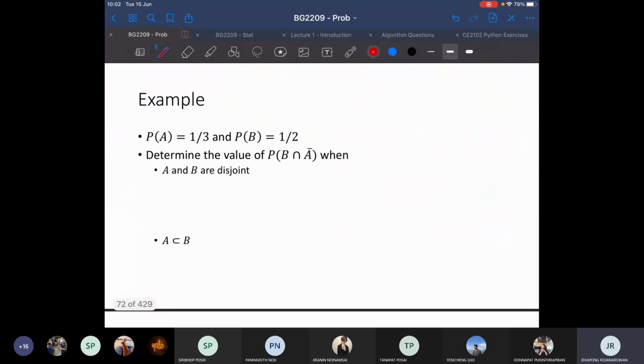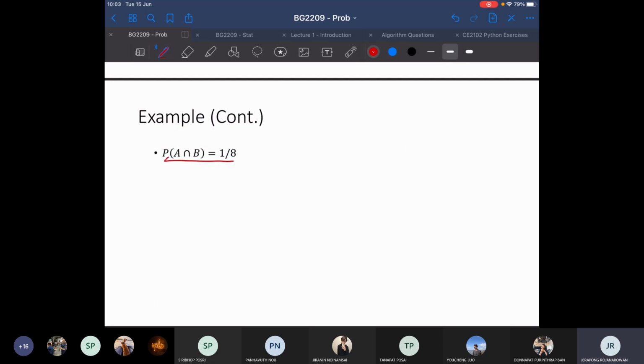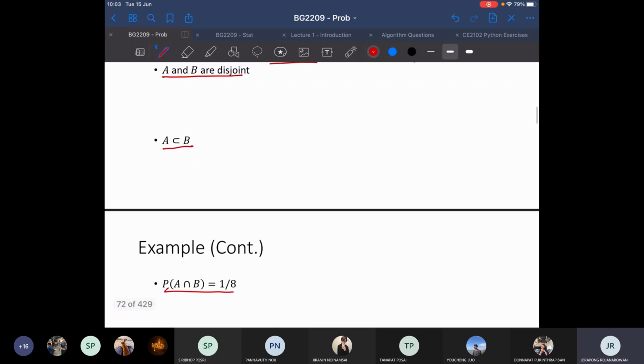Okay, next I'm gonna show you this one, which is interesting because they all want to find P(B intersect A bar). We know that P(B intersect A bar) is P(B minus A), right? There are many cases: A and B are disjoint; A is a subset of B; and A intersect B, P(A intersect B), is 1 over 8.